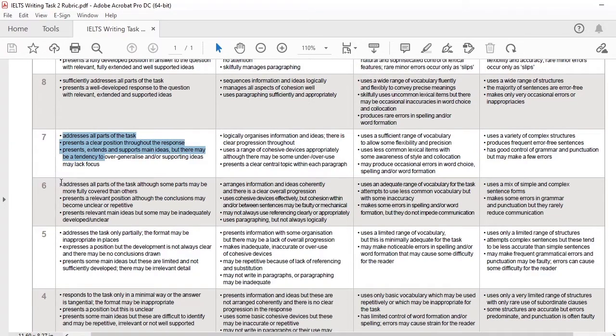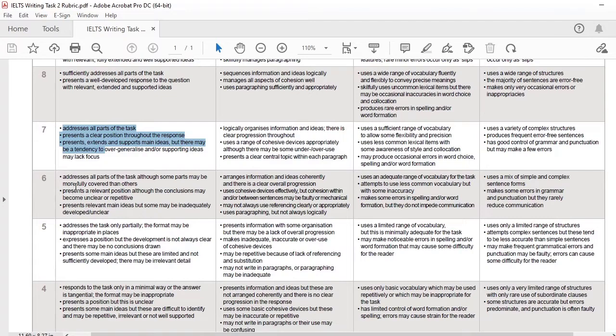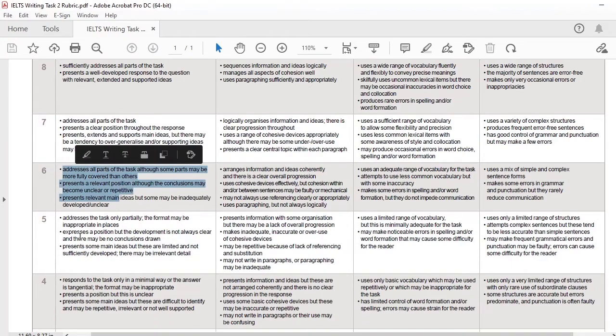Let me go to 6 before I give a decision. Addresses all parts of the task, although some parts may be more fully covered than others. Presents a relevant position, although the conclusions may become unclear or repetitive. Okay, so actually these elements are aligning more to her writing. Presents relevant main ideas, but some may be inadequately developed, unclear. Right. So she is getting a 6.